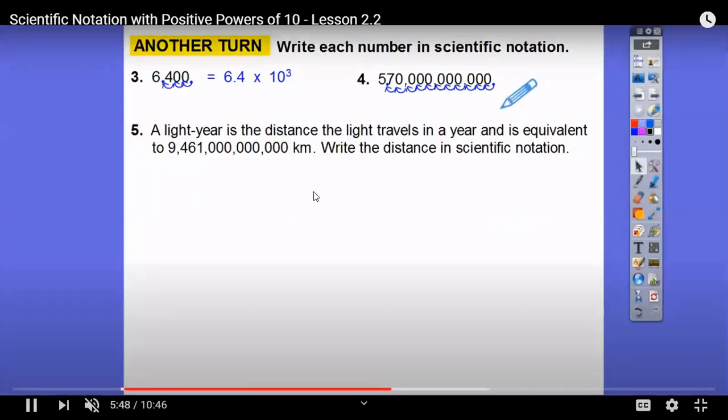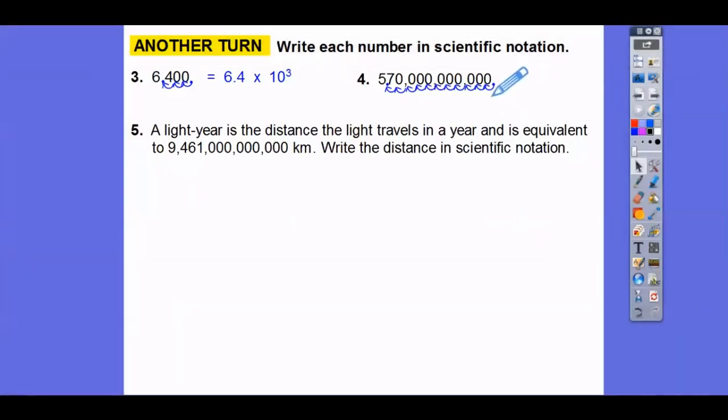Then how will you solve this question? This is 1, 2, 3, 4, 5, 6, 7, 8, 9, 10, 11, right? Do we have 11? Yes, we are going to write 10 to the power of 11 because it's standard. So it will be 5.7 times 10 to the power of 11. Clear? Let's move to the next question.